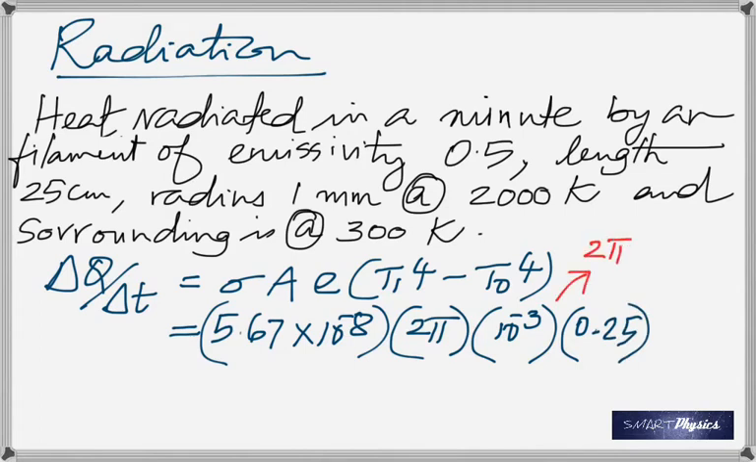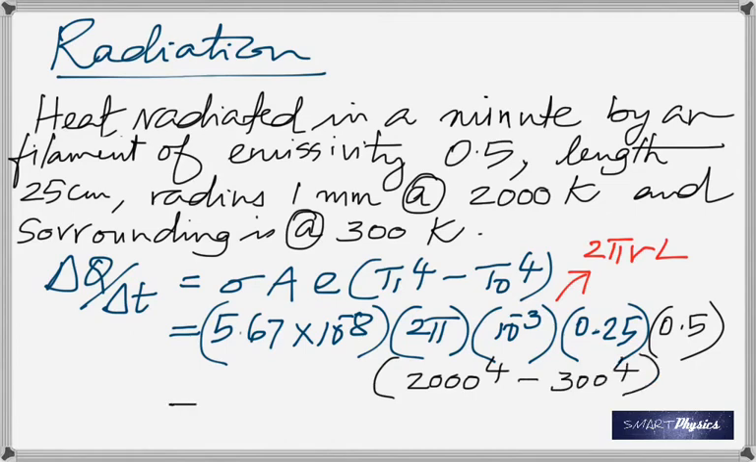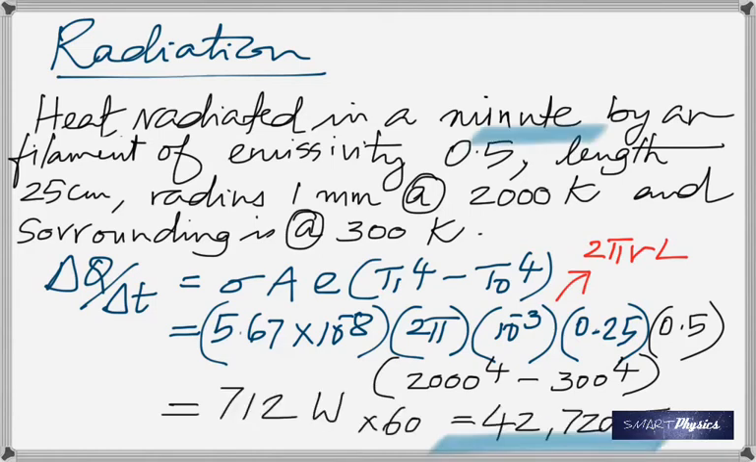And then, okay, so that's the surface area. And then the emissivity, and then 2000 raised to 4 minus 300 raised to 4. Let's check that out and see who will get the answer. But was it 712 or 721? 712, okay. 712 times 60, and you know why I multiplied with 60, because I did say find in a minute, and this was done for a second because I didn't have any number here. 42,720 joules.